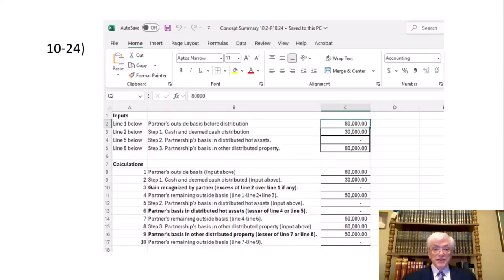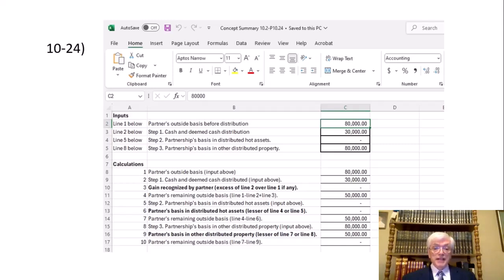Here it is, right here. So this is just the same spreadsheet. We have the outside basis, they told us was $80,000. Cash and deemed cash distribution, $30,000. The partnership's basis in distributed hot assets, that was the account receivable, basis was 0. And then the partnership's basis in the other distributed property, that was $80,000.